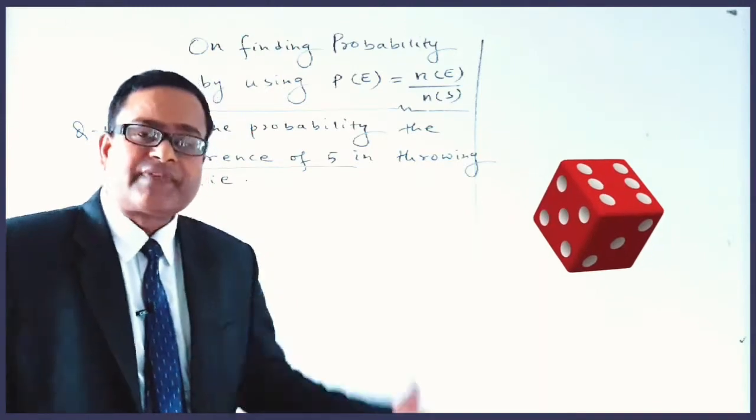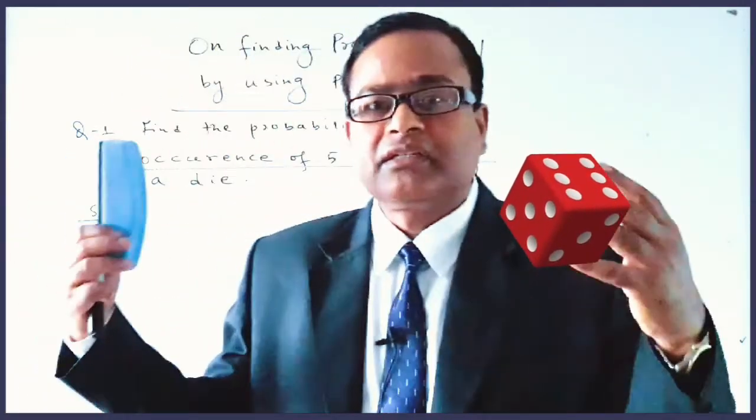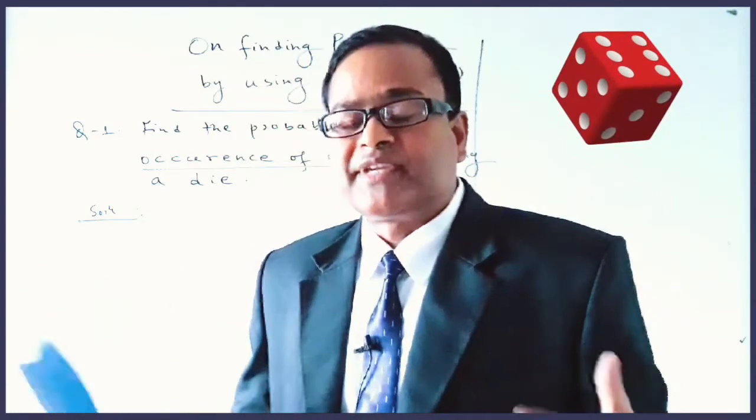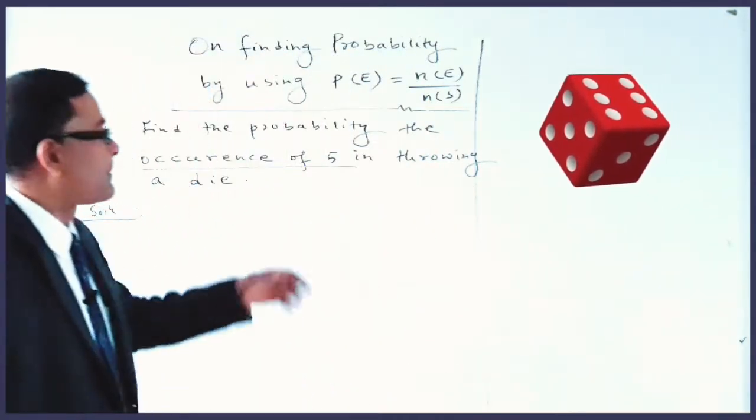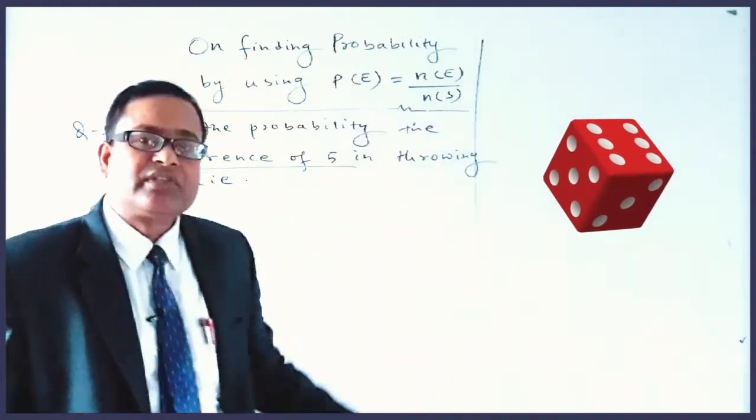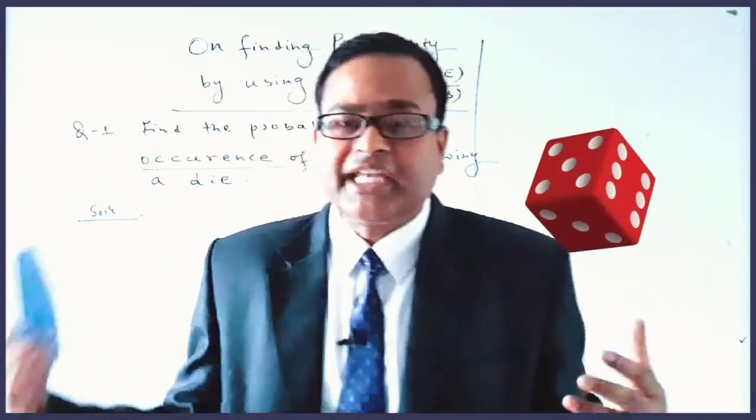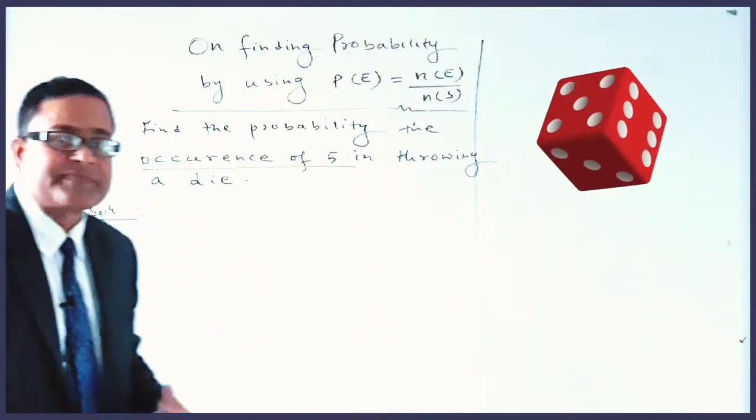So dear students, let's find out the sample space and the event, the number of elements in the sample space and the number of elements in the event. Then by using the formula of probability P is equal to N by Ns, we can easily calculate the probability of any event. So let's find out the sample space at first.